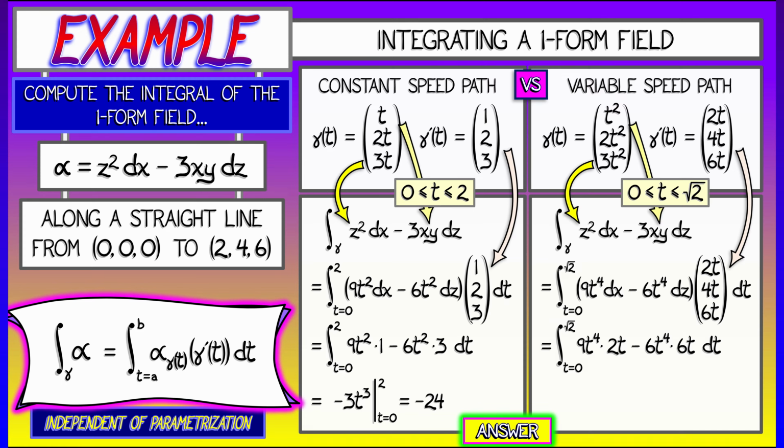In the end, I get the integral of 9t to the 4th times 2t minus 6t to the 4th times 6t dt. That is really the integral of minus 18t to the 5th, which yields minus 3t to the 6th. I evaluate that as t goes from 0 to root 2, giving in the end negative 24, as it must. You've got to get the same answer if you parameterize the same path.